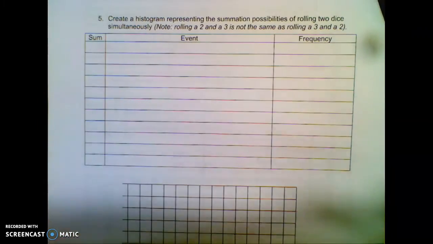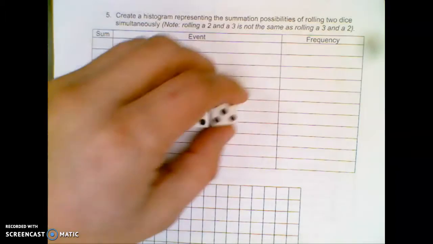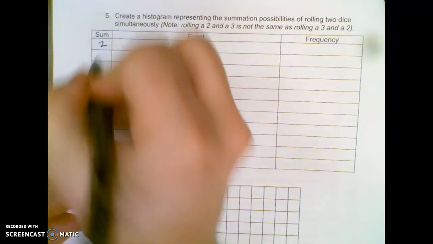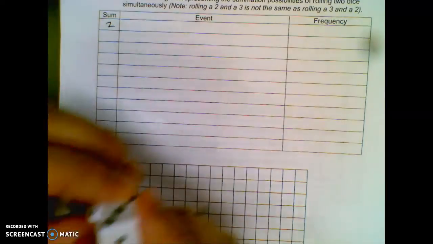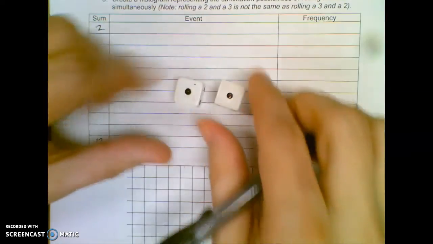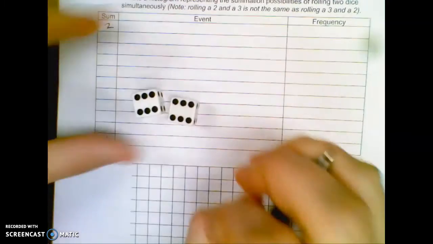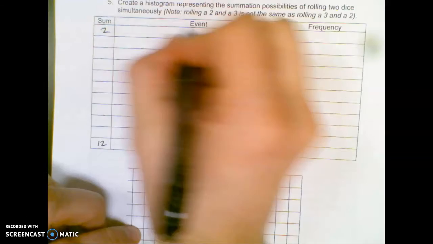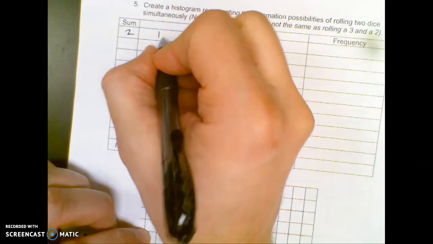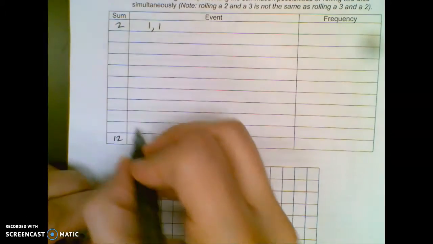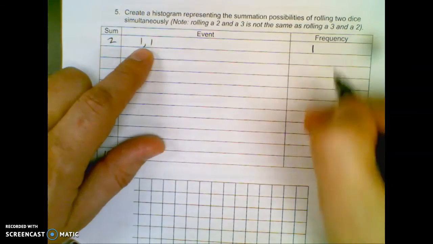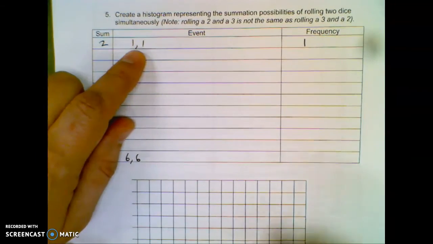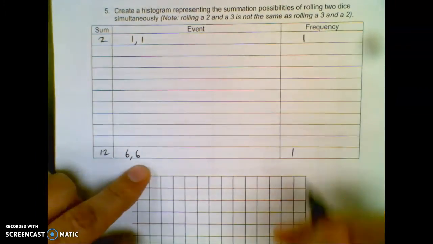Now, if you roll 2 dice, the lowest number you can get is a 2. The highest number you can get is a 12, right? A 1 and a 1 is 2. A 6 and a 6 is 12. So the event is, I'm going to write it like this because I don't feel like writing "and" between them. There is only one way for that to happen, right? I'm going to write a 1 here. There's only one way for that to happen.